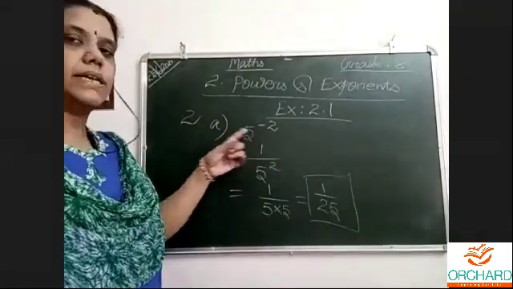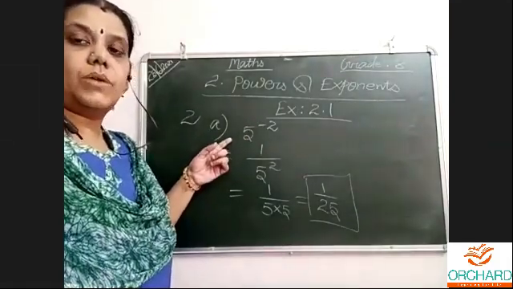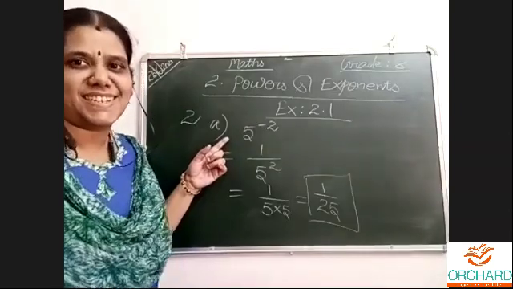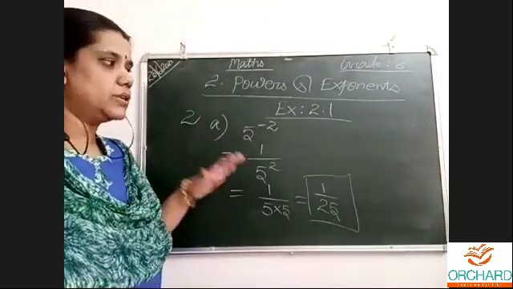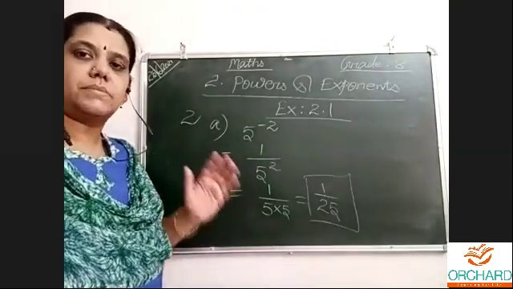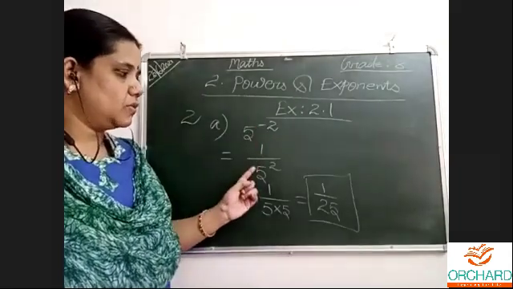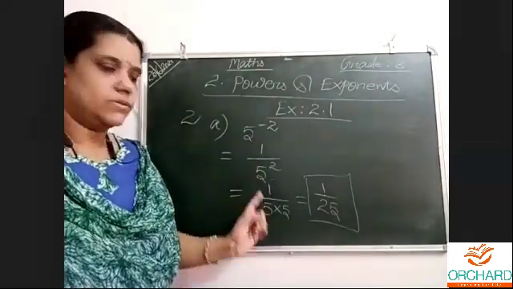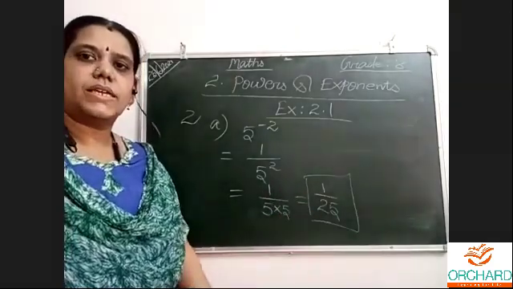Easy or easy. Negative powers, anything I can give in the exam. Okay? You want to do homework, do homework. Which sums I am not doing in classwork, all those remaining sums are homework. 5 power negative. So 1 by 5 power positive. 1 by 5 5s is 25. 1 by 25. You can do.